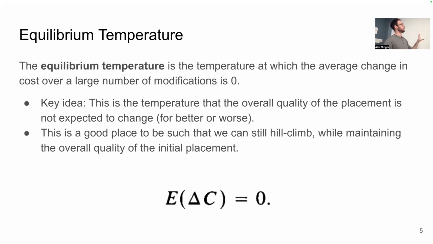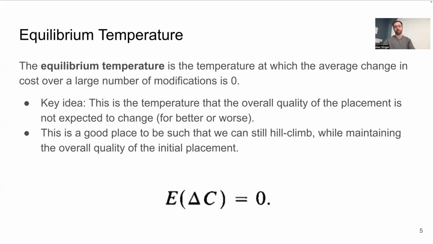This is a good place to be, such that we can still hill climb, but the overall quality of the placement won't be destroyed. The basic idea being that we're not going to cause the initial placement to lose our global optimal quality. So that's going to be the goal for this paper. We want to not only study this equilibrium temperature, we want to see if we can find it.